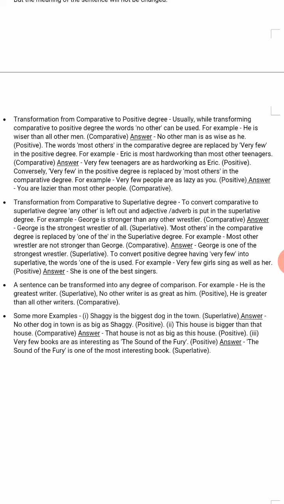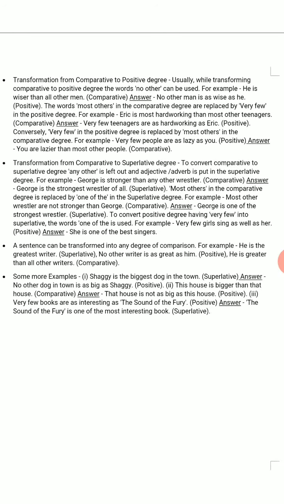In positive, the comparison is being shown by saying that no other person is as great as him, but in comparative, two or more persons are being compared. It is being compared with all other writers. So, he is greater than all other writers. That is comparative degree.